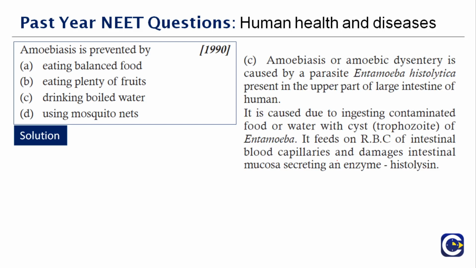It is caused due to ingesting of contaminated food or water with the cyst. So cyst is actually the infectious stage of the protozoan. It feeds on RBC of the intestinal blood capillaries and damages the intestinal mucosa, secreting an enzyme called histolysin. Okay. Therefore, the right answer to this question is option C. It can be prevented by drinking boiled water, because boiled water will kill the cyst. If there are any other contaminants also, they get killed when it's boiled. Therefore, the right answer is option C.